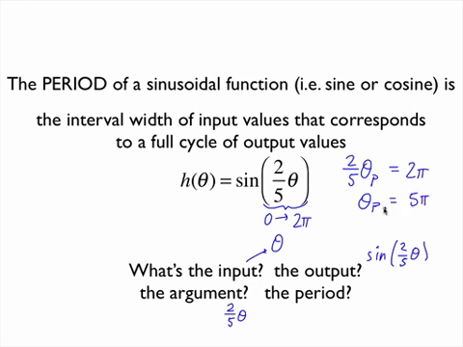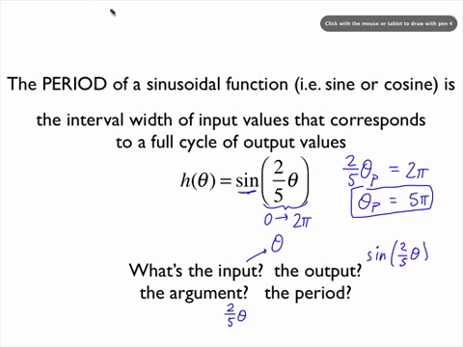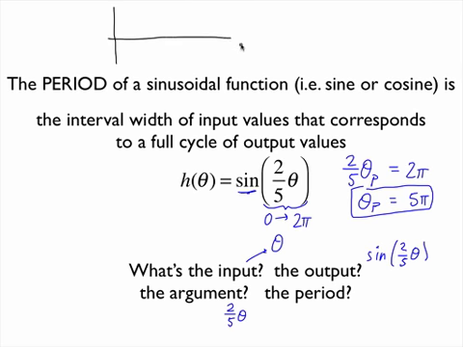Okay, so now based on the period being 5 pi and based on it being a sine curve, can you sketch h? Can you make a sketch of h? So the first thing you have to figure out is how you're going to label your y-axis, how you're going to label your x-axis.